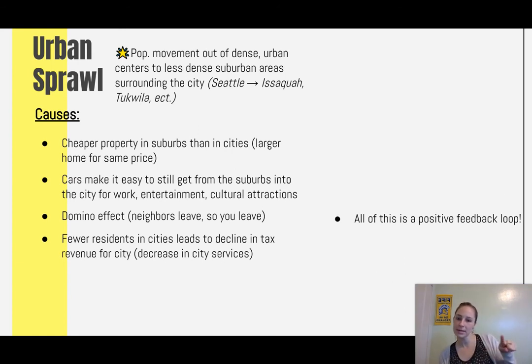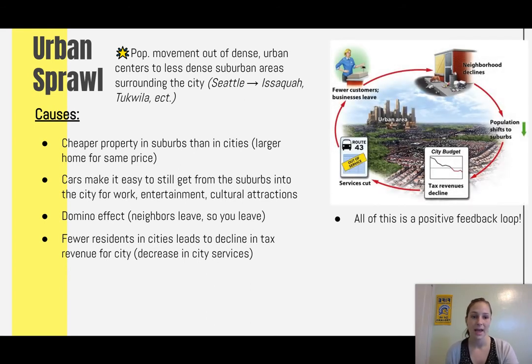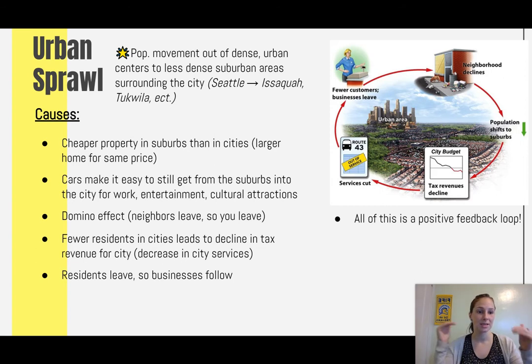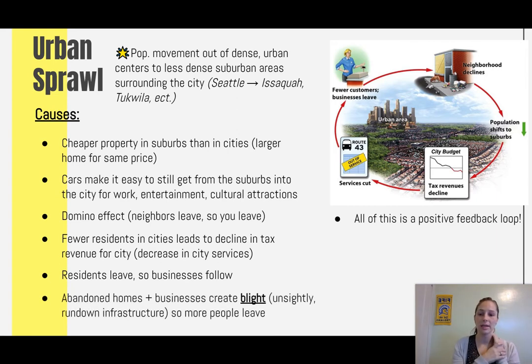Now, this is where we're going to start getting into that positive feedback loop. The fewer residents that you have in cities is going to lead to less people who are now there paying taxes, and a decrease in tax revenue for the city is going to decrease the city's services. They're not going to have the money to pay to upkeep their parks, to pay their police department, to pay for metro things like buses. And so what this is going to cause is even more residents are going to leave because their taxes are going up because there's less people to pay it, but they're seeing a lot of the services decreasing. Now, as more residents leave, businesses are also going to follow. And as this happens, you're going to lead to abandoned homes and businesses, which create what's called blight, which you see in the diagram here.